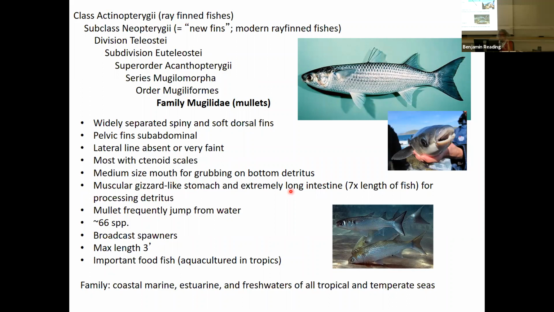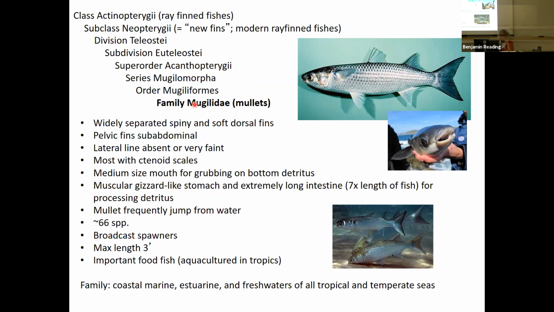Muscular-like stomach, extremely long intestines, seven times the length of the fish. So what these things can also do is process detritus on the bottom. They can actually eat muck off the bottom as well as other stuff. So they do have a gizzard-like stomach and a very long intestine for absorbing nutrients out of detritus. Frequently jumping out of the water, hence the nickname jumping mullets, in family Mugillidae.